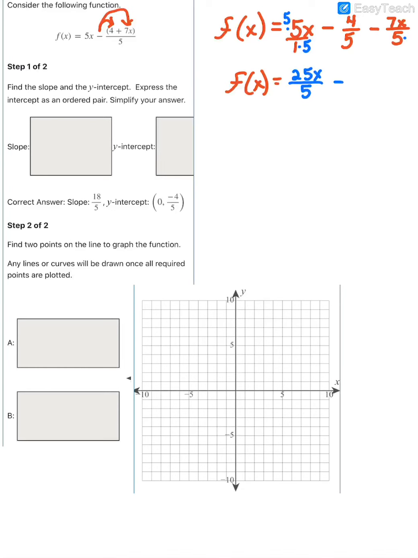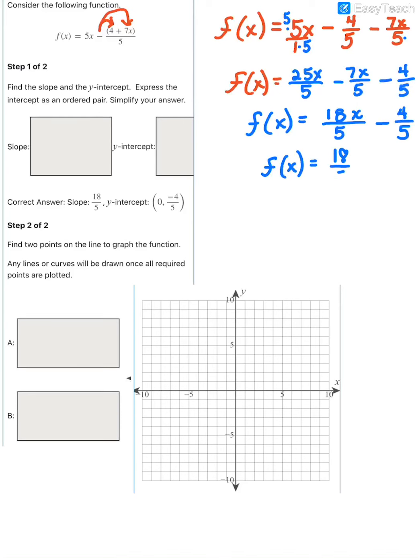I'm going to go ahead and pull the minus 7x/5 next to it, and then I still have the minus 4/5. So now as I combine those like terms, 25x minus 7x will leave me with 18x/5, and then I have minus the 4/5. And you can write it like that, or some people prefer just to pull the fraction out in front, 18/5 times x minus 4/5. Ultimately, what we're thinking of is y equals mx plus b, because that allows us to identify our slope and our y-intercept, which is what they're asking for here.